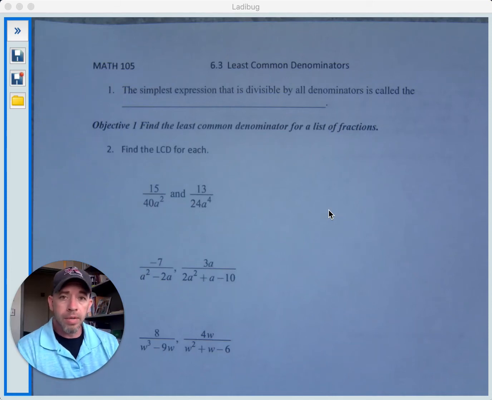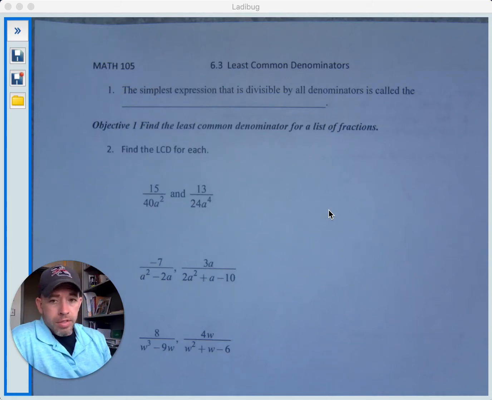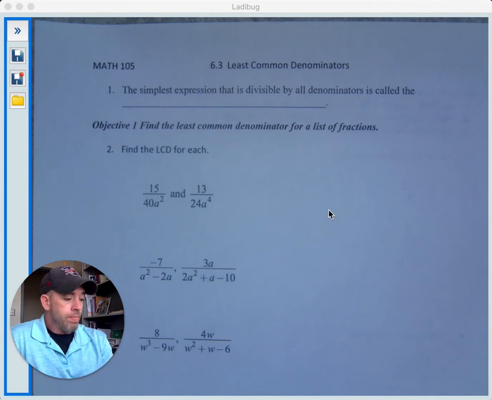Alright, we're ready to talk about the least common denominator. This is kind of the first step when we're beginning to add and subtract rational expressions. So, what is the LCD?